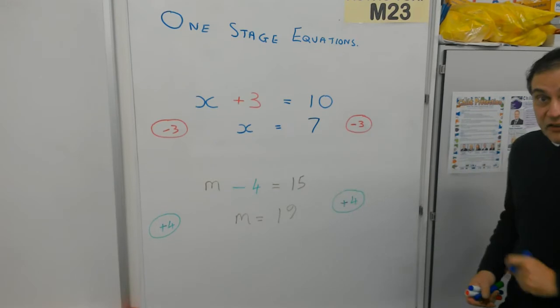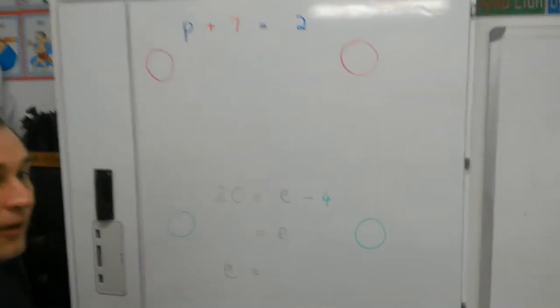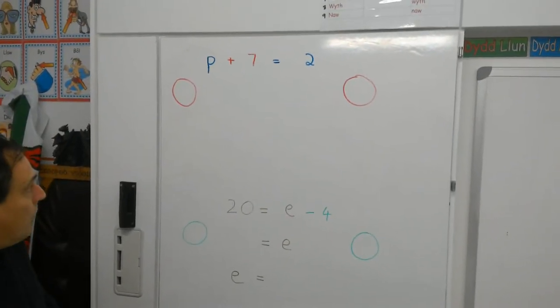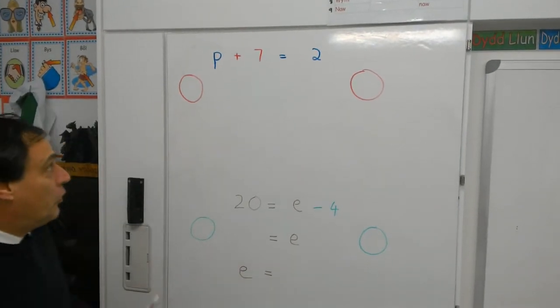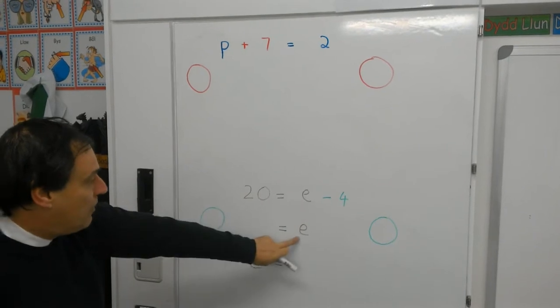There's a couple of things I want to show you on this board over here, where we might have some things that I want you to look out for. If I've got, for example, p plus 7 equals 2, look here, remember I can change my letter, it doesn't have to be an x all the time, I've got a p here and an e here.